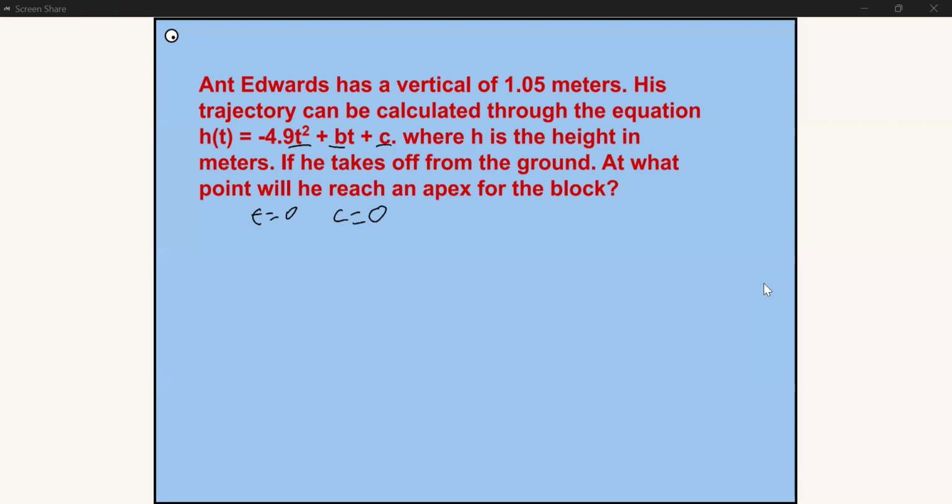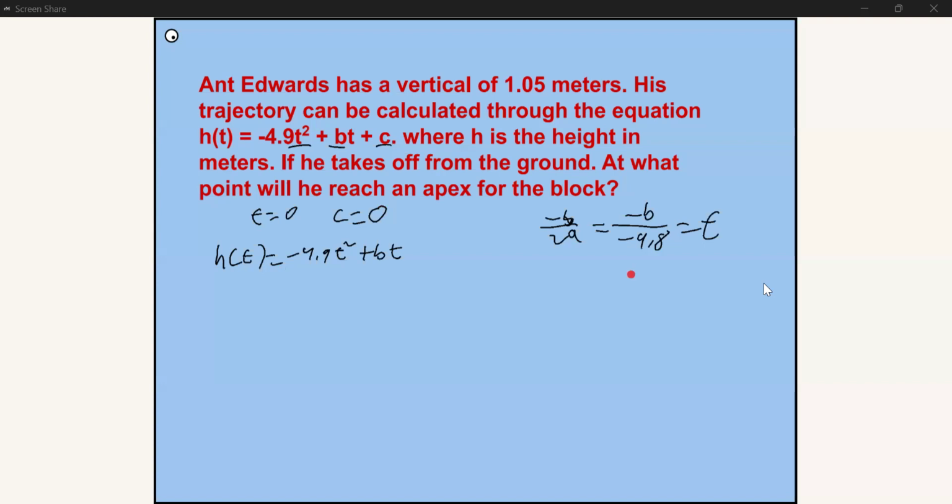We have h(t) equals negative 4.9t squared plus bt. And then we also have, remember, the vertex is negative b over 2a. So the vertex is going to be here, negative b over negative 9.8. That equals t, at the vertex.